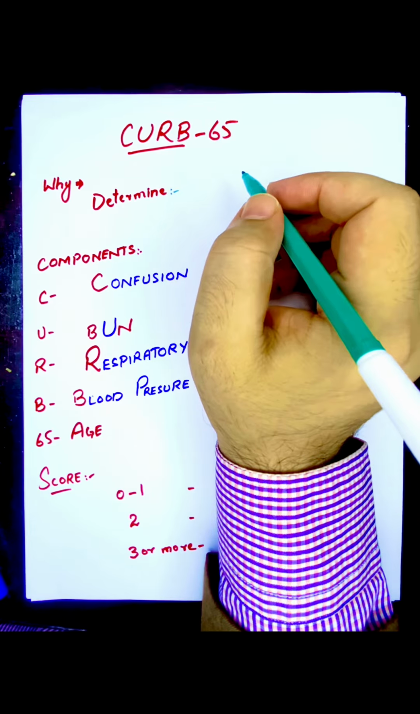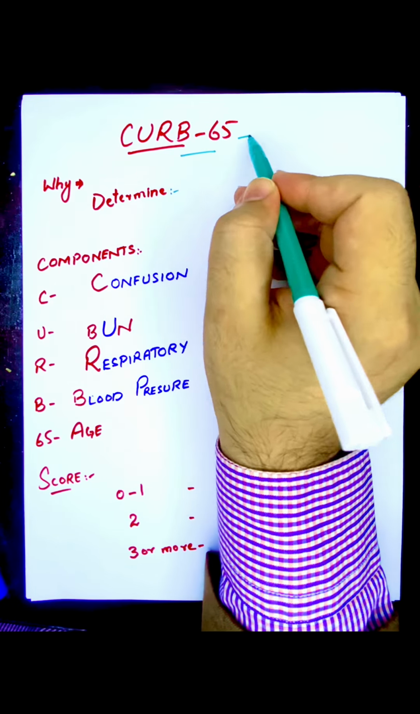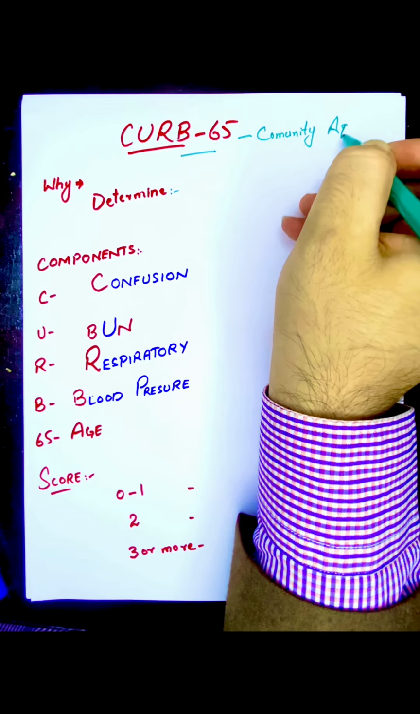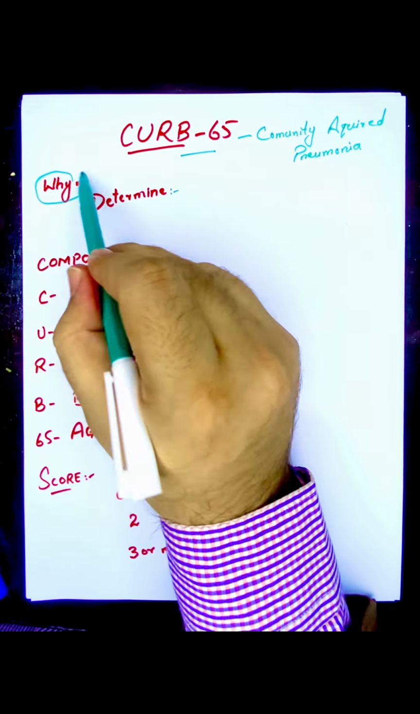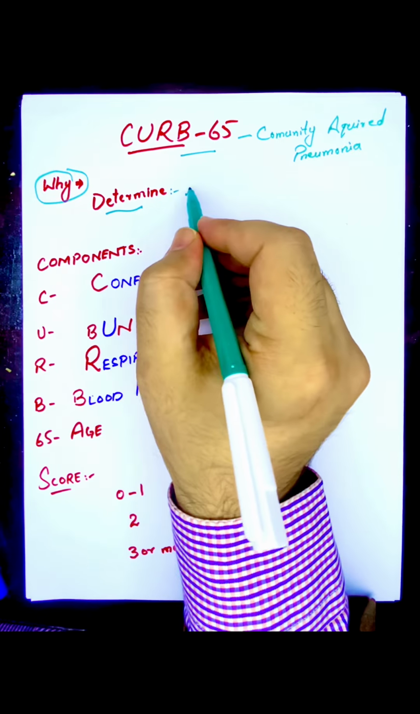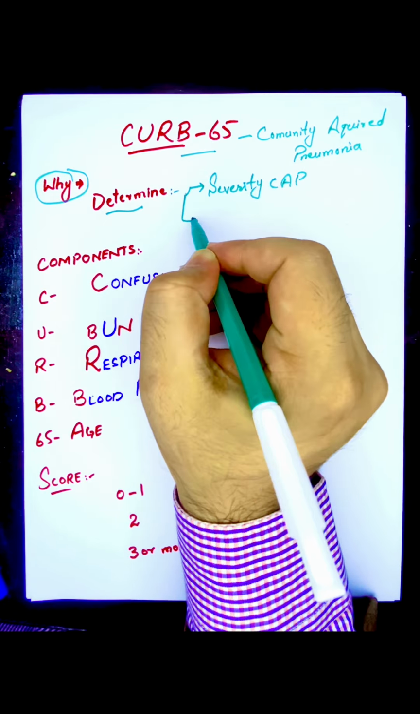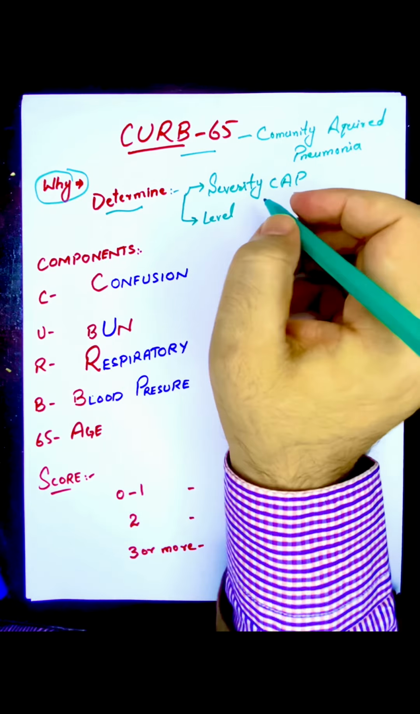What is the CURB-65 score? The CURB-65 score is a score for community-acquired pneumonia. Why is it used? It is used to determine the severity of community-acquired pneumonia and to determine the level of care that has to be given to that patient.